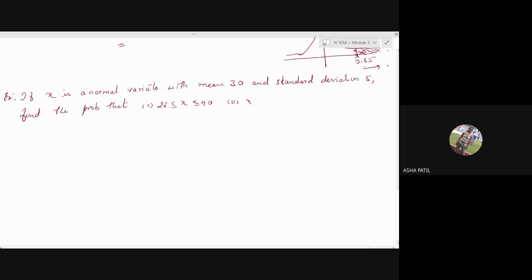Second, X is greater than or equal to 45. Third, mod X is less than 42. Next one, mod X is greater than 40. Mod of X minus 30 is greater than 45.